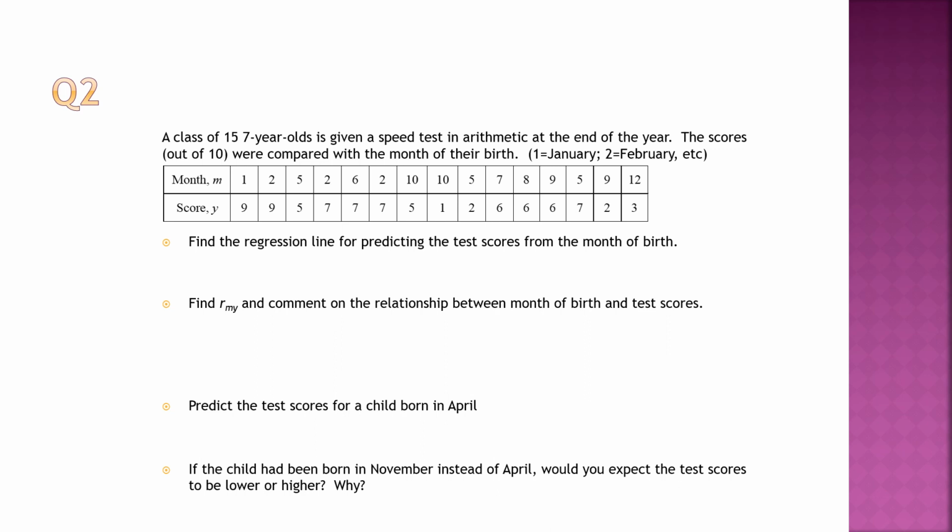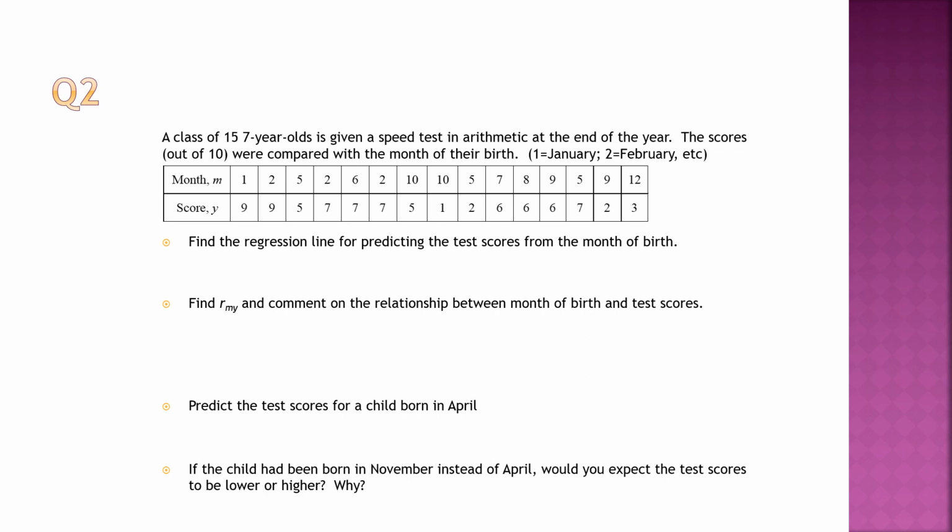Okay, so find the regression line. This is what I want you to highlight in your question. Find the regression line for predicting the test scores from the month of birth. Whenever you want to find the regression line, you must put it in the right way. Sometimes they don't give you X and Y, but here there is still Y, so it's quite okay. Sometimes the Y is not necessarily Y, you understand? So predicting the test score from the month of birth, whatever you want to predict takes the position of Y.